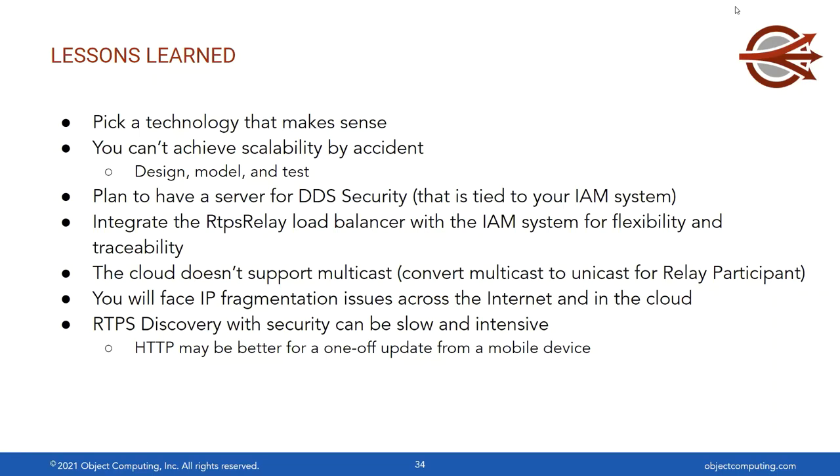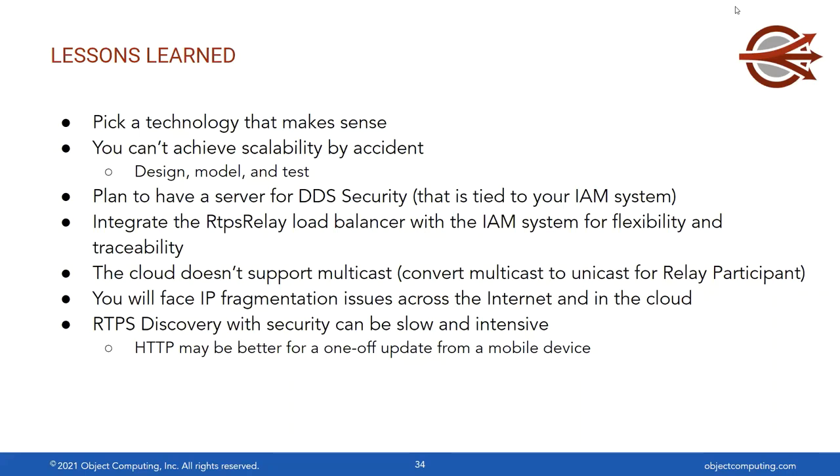As a further point, I would highly suggest that you integrate the RtpsRelay load balancer with your IAM system, and that allows you some flexibility in terms of maybe having two different relay clusters to support different service tiers or regional forwarding. It also allows you some traceability in terms of, since the relay is a generic component, it doesn't know about your application. But if you put a load balancer in front, then the load balancer knows something about your application and can provide you with some traceability.